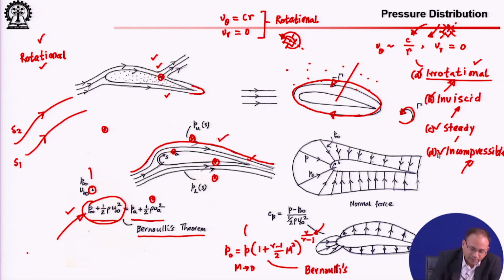So, in that case it can be shown that P 1 plus half rho u 1 square is equal to P 2 plus half rho u 2 square, as long as they are lying on the same streamline. Similarly, P 3 plus half rho u 3 square can be shown to be equal to P 4 plus half rho u 4 square, but you cannot say P 1 plus half rho u 1 square is equal to P 3 plus half rho u 3 square, because they are not on the same streamline and your flow field is rotational.